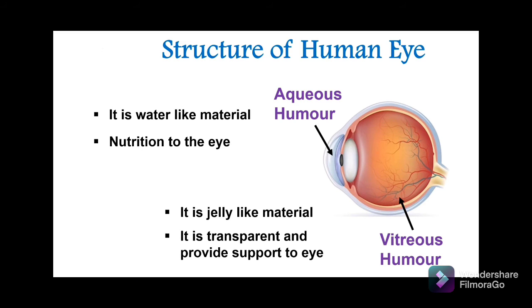Now we move on to the aqueous humor and the vitreous humor. The space between the cornea and the eye lens is filled with a viscous and transparent liquid called the aqueous humor. Aqueous humor helps the reflected light to be focused on the retina. Aqueous humor also maintains the intraocular pressure. Vitreous humor: the space between the eye lens and the retina contains a transparent jelly-like material called the vitreous humor.